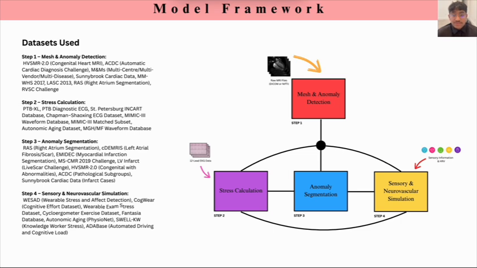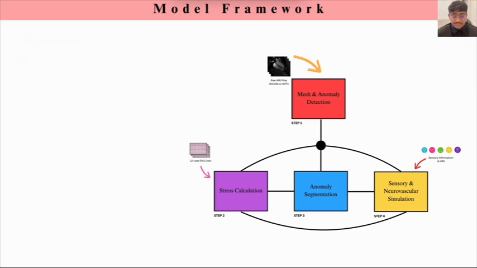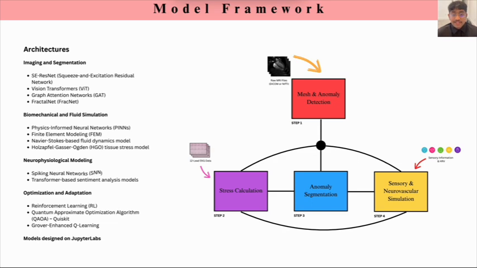To train these models, we rely on diverse publicly available datasets spanning anatomy, electrical activity, disease pathology, and autonomic response, ensuring each component is grounded in validated medical data. Each modeling task uses a tailored architecture from segmentation to flow dynamics, all within a unified Jupyter Lab environment. This lets us test the entire system in one continuous, reproducible pipeline.